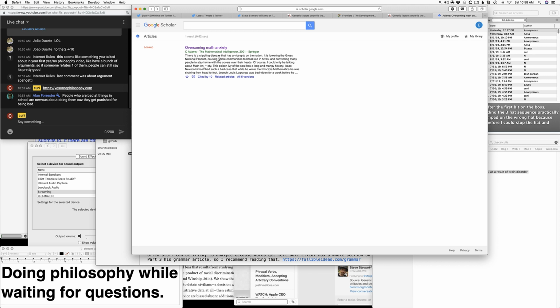Key here is a crippling disease that has a vice grip on the nation. It is lowering the gross national product, causing whole communities to break out in hives. This isn't sounding like serious mathematical research so far, and convincing many people to stay at home with the covers over their heads. Of course, I could only be talking about math anxiety. The poison ivy of the soul has a long and mangy history. Isaac Newton himself had such a bad case that he wrote the Principia Mathematica. While he wrote it, he was shaking from head to foot. Joseph Louis Lagrange was bedridden for a week before he... Wait, seriously? What the fuck?